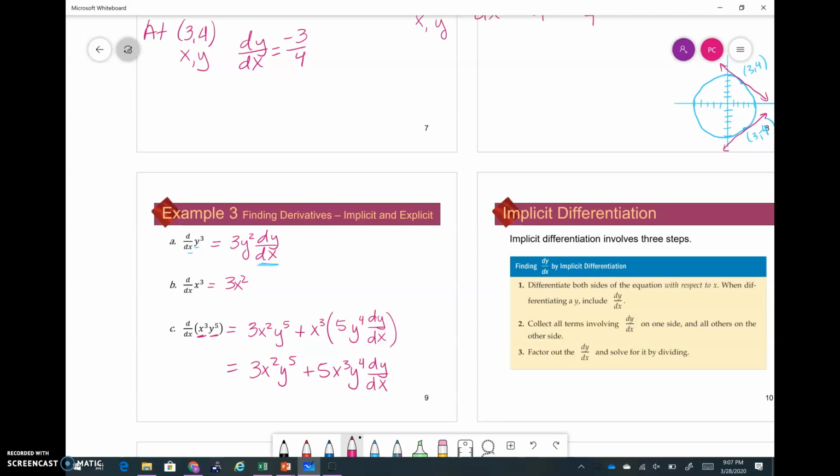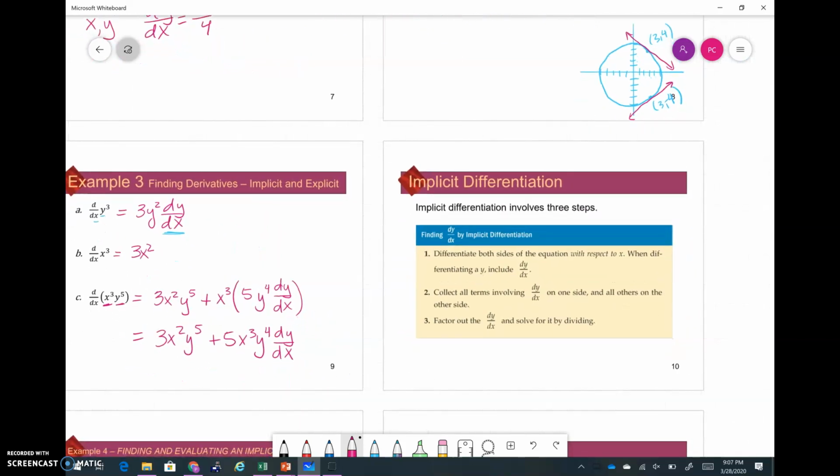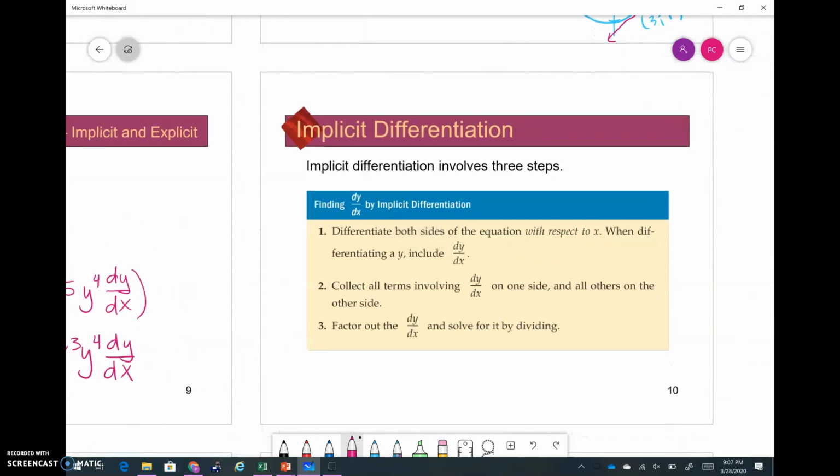All right, so here are the rules for implicit differentiation, or the 3 steps that you need to follow. 1, differentiate both sides of the equation with respect to x. And when differentiating a y, make sure and include your dy over dx. Step 2, collect all terms involving dy over dx on one side and all the other terms on the other side. Then step 3, factor out your dy over dx and solve for it by dividing. Those steps will happen every single time.